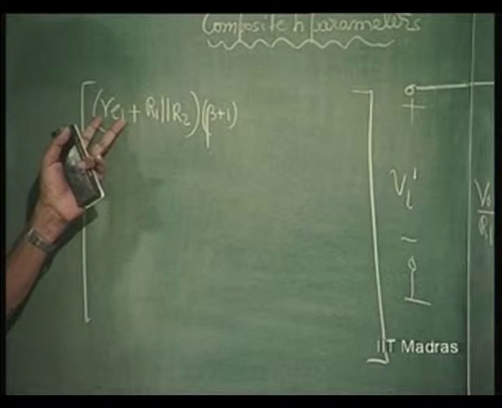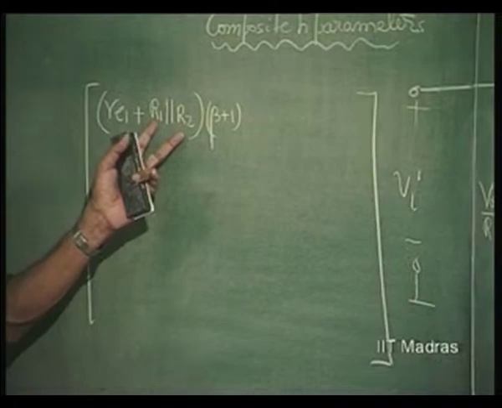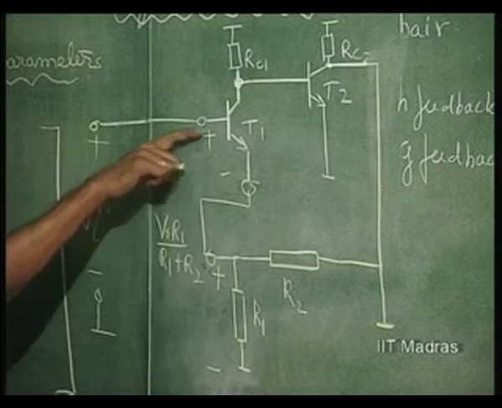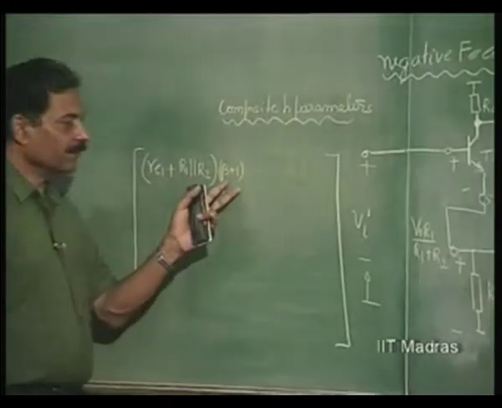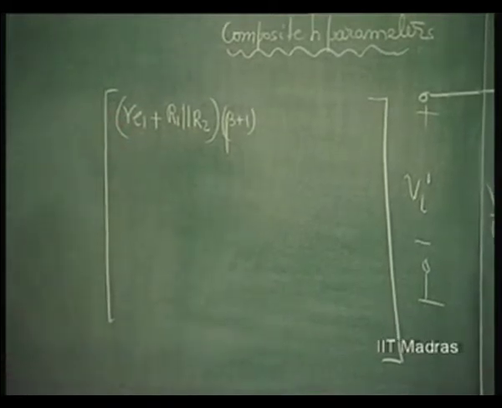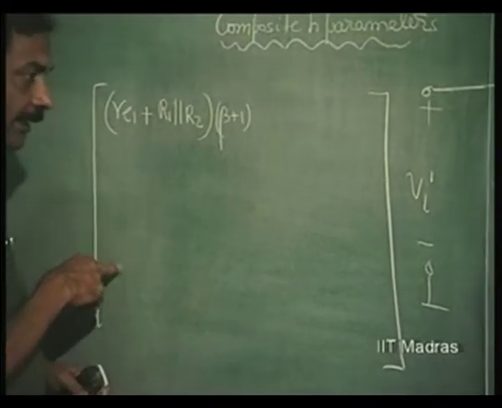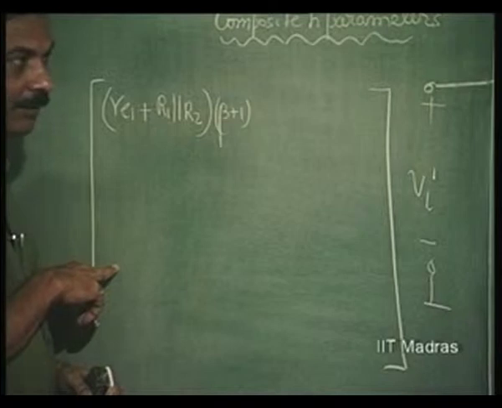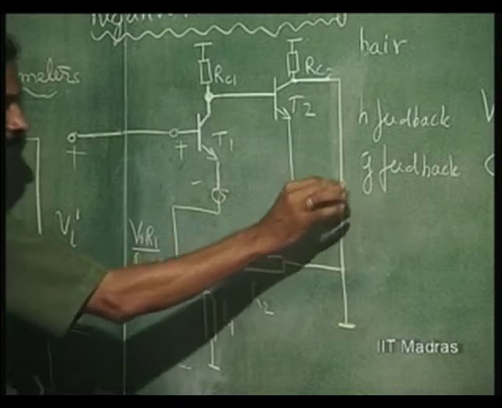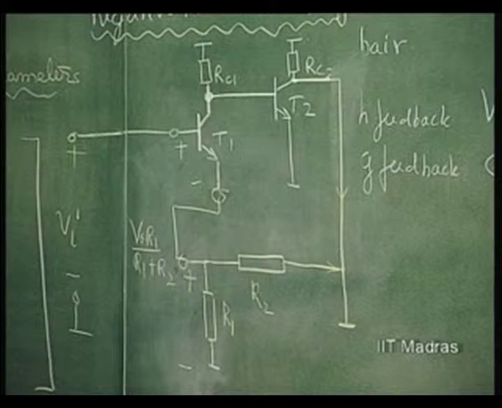You can see that Hi of the amplifier is Re1 into beta plus 1, and that due to the feedback network is R1 parallel R2. Since it is coming in series with the emitter, not in series with the base, we have this beta plus 1 factor coming into the picture. So, you will see that the H parameters add. Next, we can simultaneously determine Hf of the composite structure, which is again Hf of the amplifier plus Hf of the feedback network. Now, what is Hf?